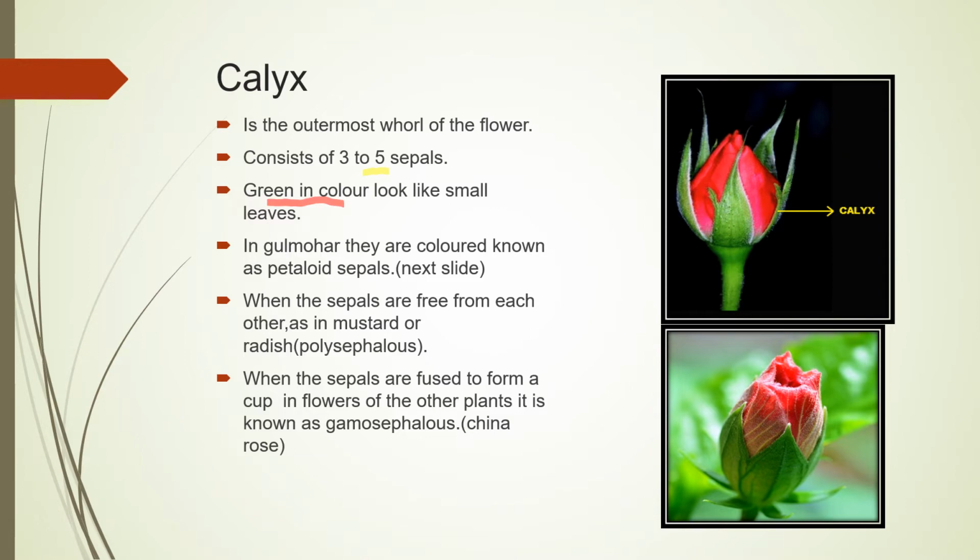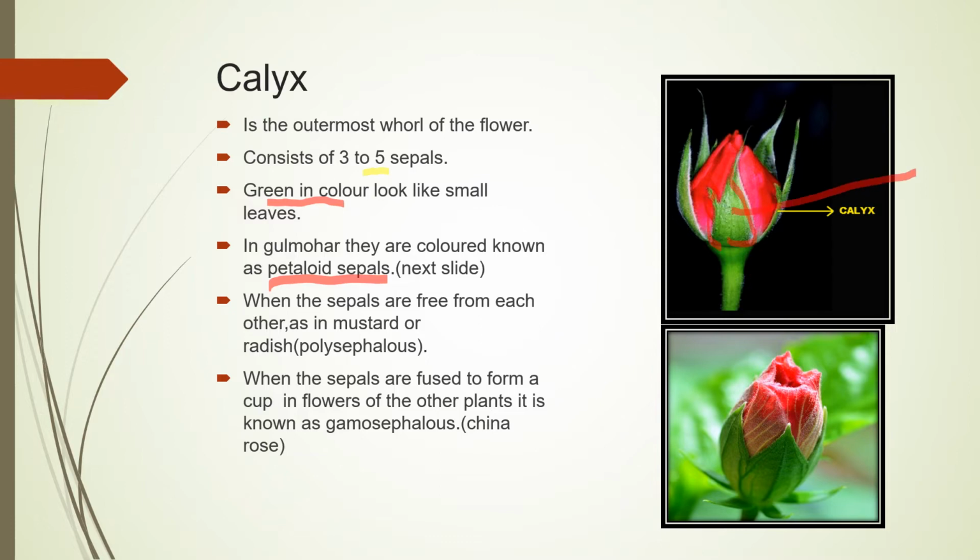Now in Gulmohar they are actually colored, and they are known as petaloid sepals. Why has this name been given? As they almost look like petals, they are called petaloid sepals. Okay, is it clear? Now when the sepals are free from each other, here you can see that each sepal is free from the other.